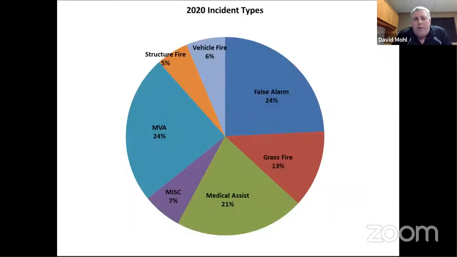Here's a bit of a pie chart breaking down a percentage of what we do, the incident types by percentage of calls. As you can see, false alarms make up just about a quarter of what we do. Same with MVAs, with medical assists not far behind. Nothing too alarming there. False alarms and medical assists are higher, as I noted before.